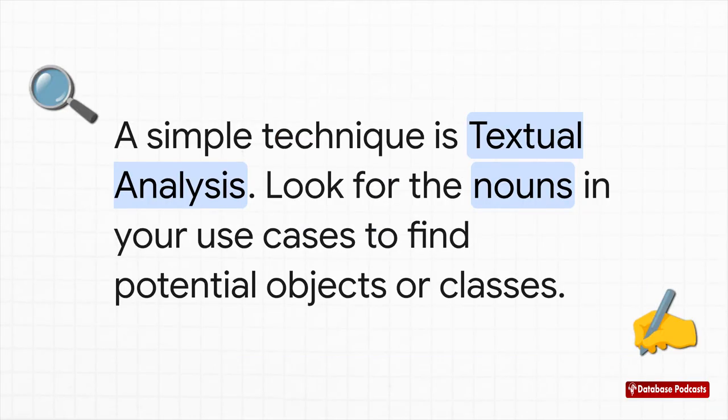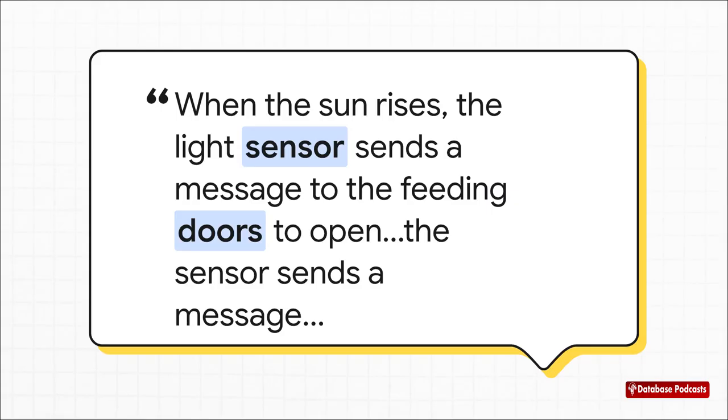Now, hidden inside that simple story are the clues we need, and there's a really simple but powerful technique to find them called textual analysis. It's almost ridiculously easy. Just read through your use case and look for the nouns. So if we look at our bird feeder story again, boom, the nouns just jump right out at you. Sensor, doors. Just like that, we found our first potential objects. These are the things in our problem that our software is probably going to have to deal with.